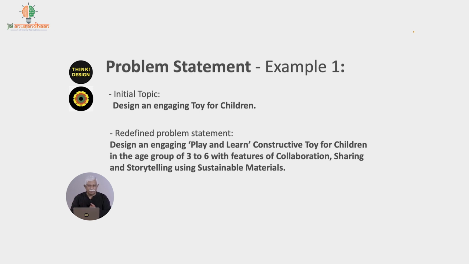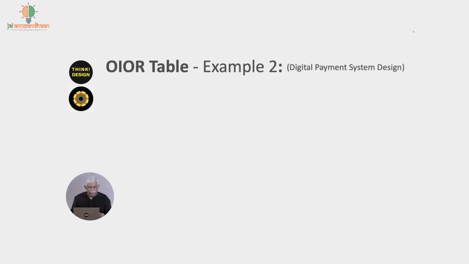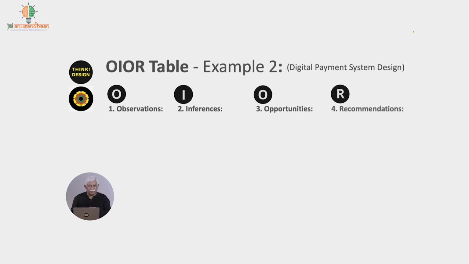It's using sustainable materials. So this defined problem statement is a lot more detailed, and now it's time for you to put on your thinking hat and think of ideation. Okay, so that's the next step in the process. We'll have a look at another example. So this is a digital payment system design. So again, observations, inferences, opportunities for design, and then the recommendations.